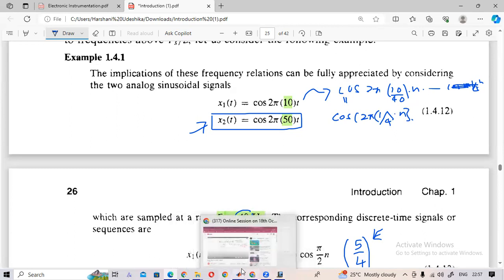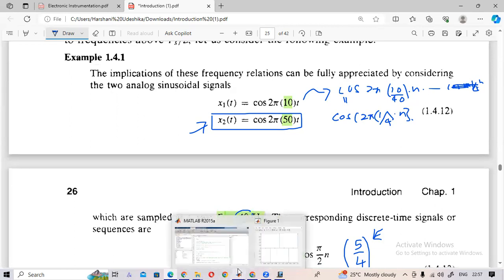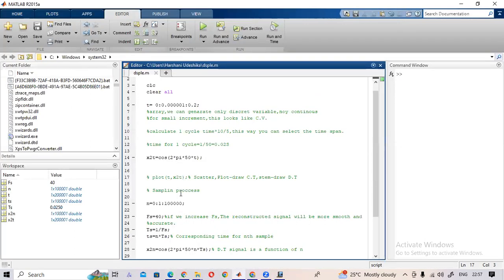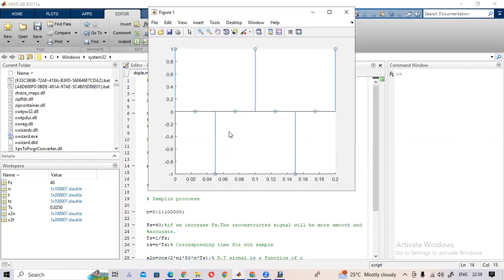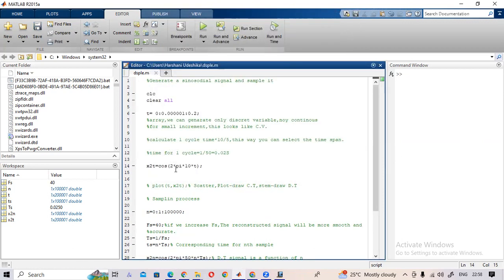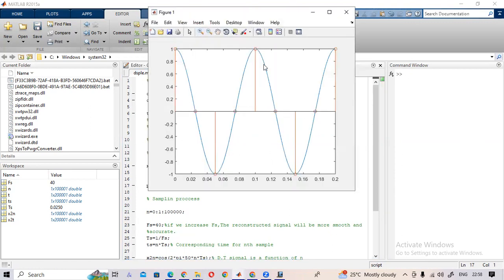So if you get that signal, for example, the 10 Hz signal, this frequency 10, and you sample it by 40, I will activate this plot command also. So this is the 10 Hz signal. Now you sample it by 40.